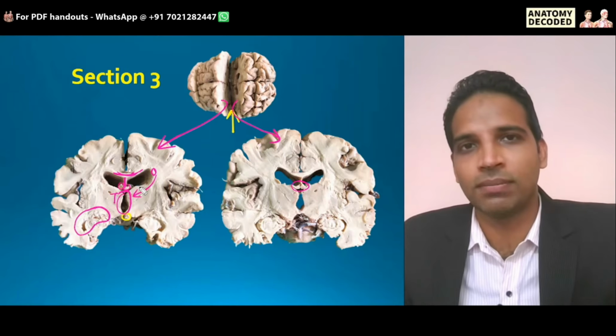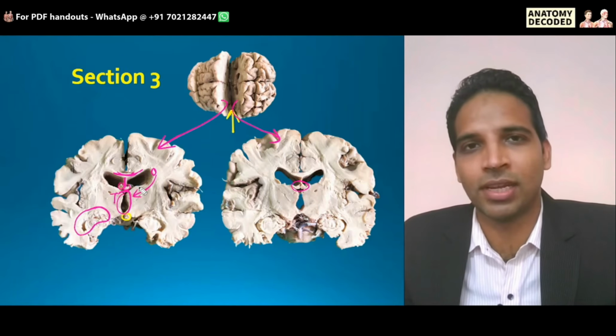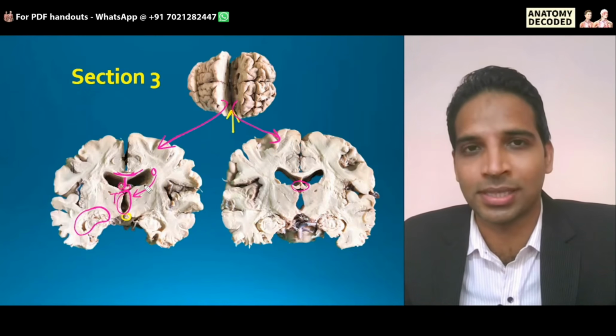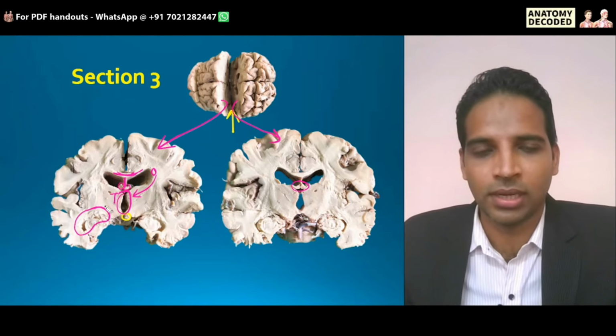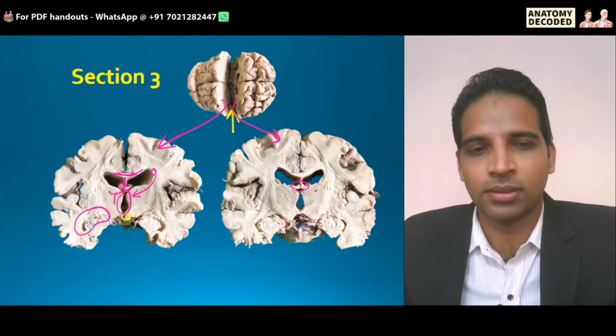So body, third ventricle and inferior horn of lateral ventricle, all three are seen together in one section. If it is seen, that means we can say there is a section passing through the body of the lateral ventricle. This won't be seen in the section passing through the anterior horn or the posterior horn. And so, inferior horn is visible. We should know the boundaries of that as well. So here only roof and floor, two boundaries you need to remember.